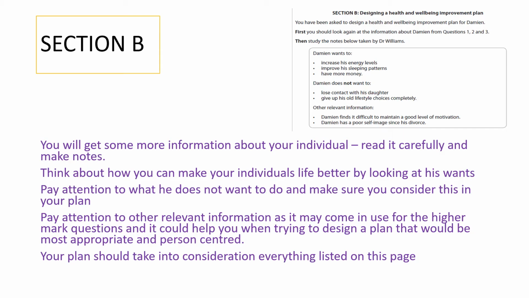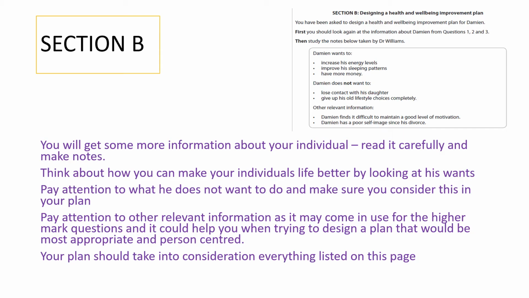Pay attention to other relevant information as it may become of use for the higher mark questions later on, and it could help you when trying to design a plan that would be most appropriate and person-centered. So person-centered means it revolves around your individual. You should take into consideration everything listed on this page.